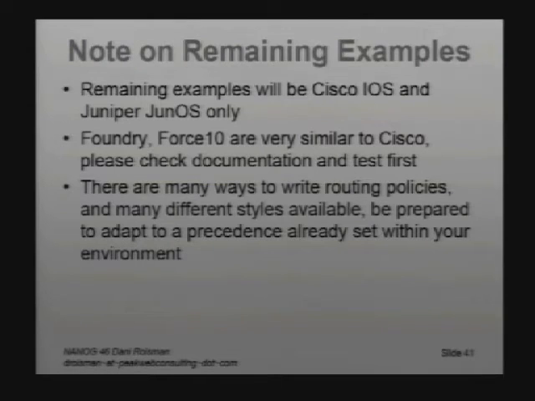So for the remaining examples, I'm just going to show you Cisco IOS and Junos. Foundries and Force10s are very similar, not identical. So if you're a Foundry or Force10 or other vendor, please check your documentation. Don't just copy these configs right out. Also with the routing policies, there are so many ways to write a routing policy, and there's so many different styles.